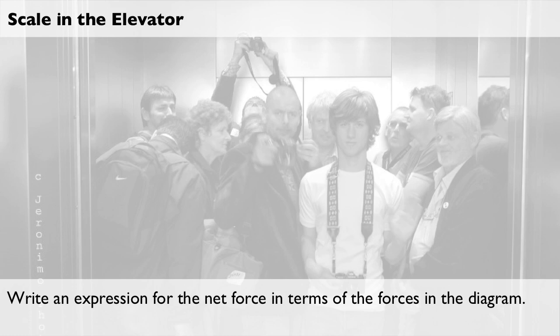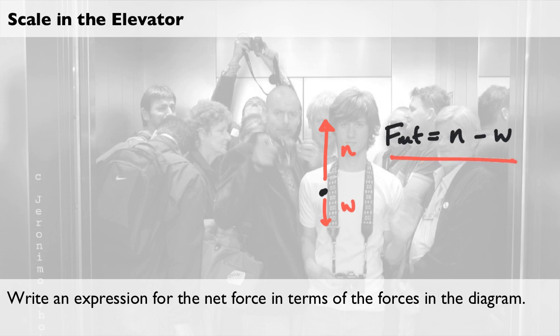Now the next piece of the puzzle is to write down an expression for the net force in terms of the forces in the diagram. And this is a piece where a lot of people have some difficulties. This is not trivial. This is, in some cases, the hardest part of the problem. So check it out. Upward normal force, downward weight force. F net is equal to the force in the positive direction, N, minus the force in the negative direction, W. Okay, so that's an expression for the net force in terms of the forces in the diagram.